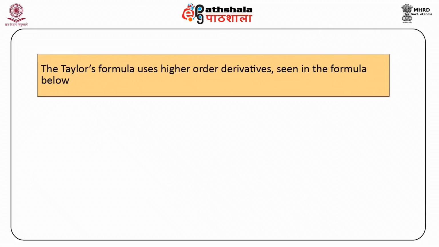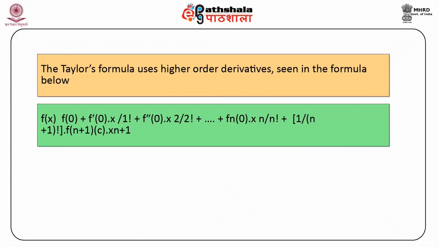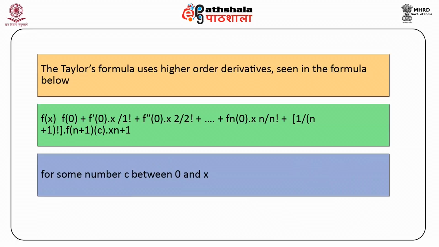Taylor's formula uses higher order derivatives, which can be seen in the formula given below. Taylor's formula: f(x) is equal to f(0) plus f dash(0) x upon 1 factorial, going till the nth derivative of f(0) into x to the power n upon n factorial, plus 1 upon (n plus 1) factorial into f to the power (n plus 1) of c into x to the power (n plus 1), for some number c between 0 and x.